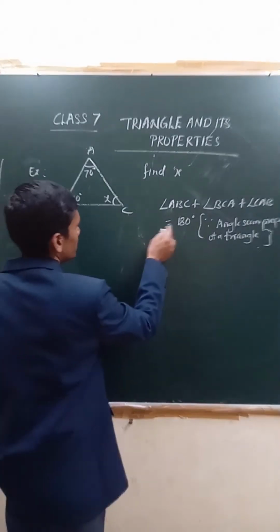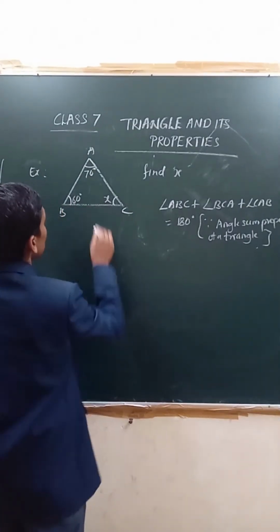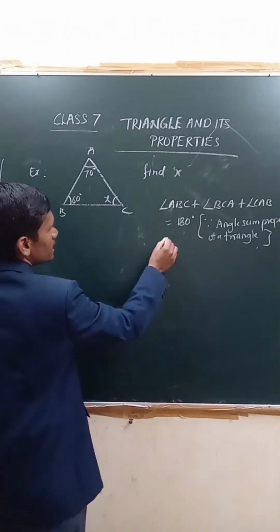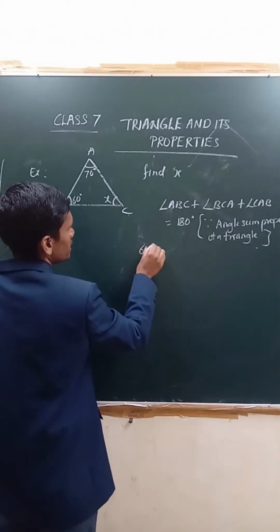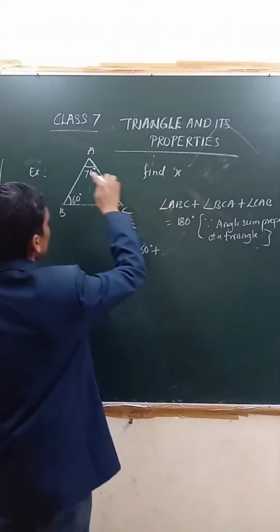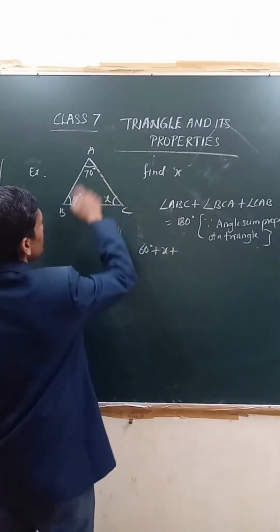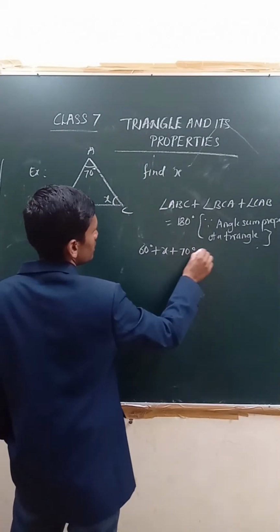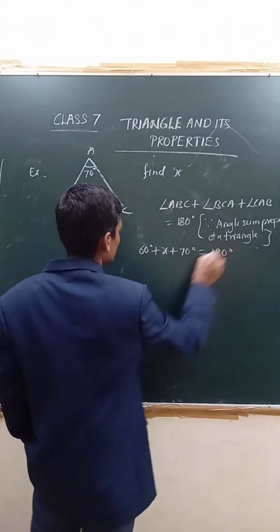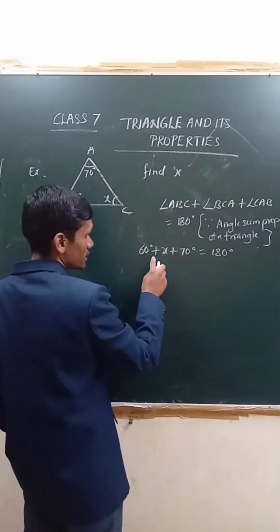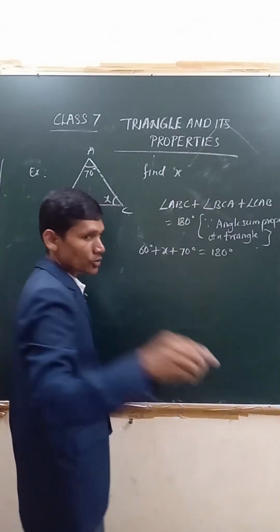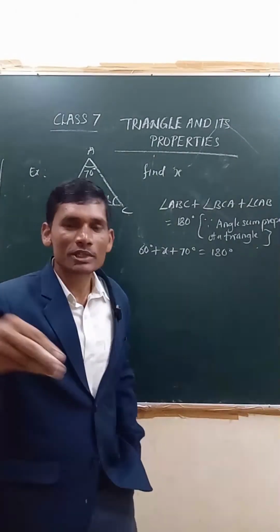So what we can say here: angle ABC is how much? Angle ABC is 60 degree. So it is 60 degree plus BCA, which is x, plus CAB, which is 70 degree, is equal to 180 degree, right? If you add these, now only numbers you can add, while most of you will be making mistakes here.